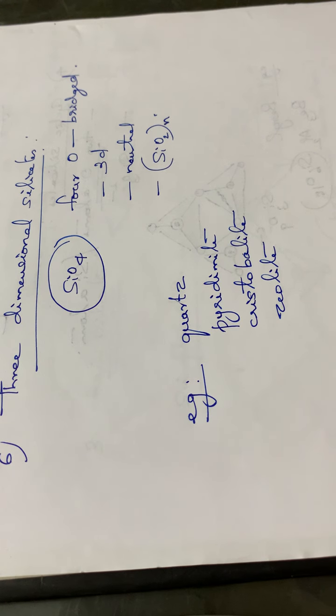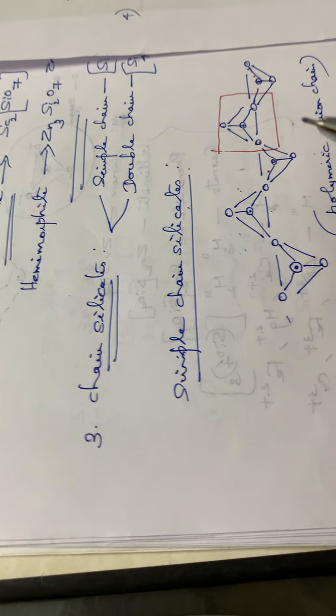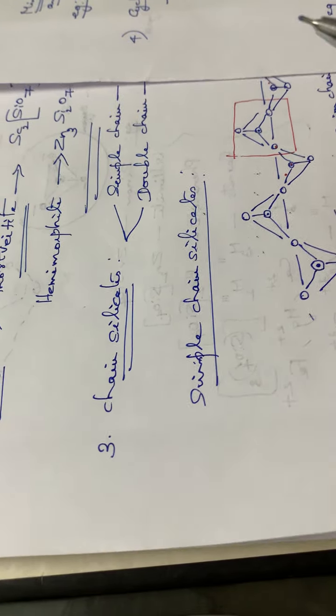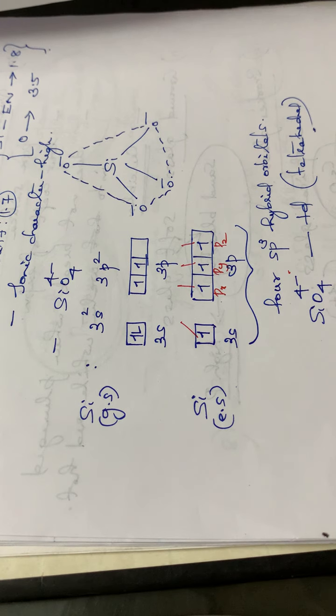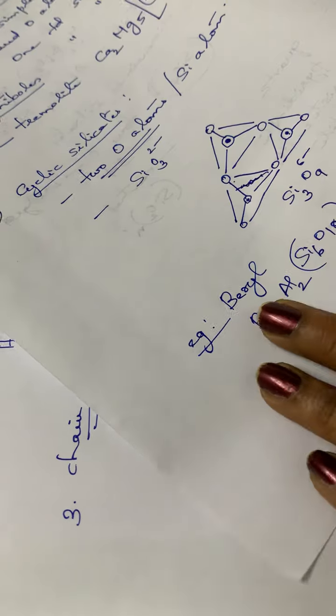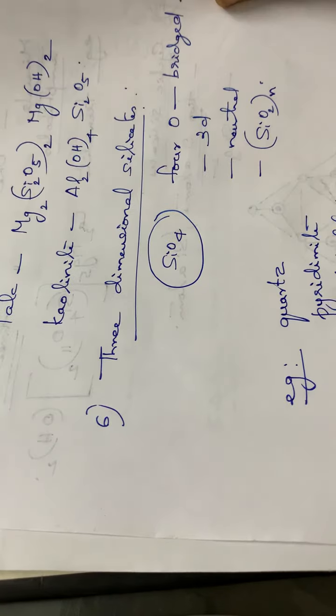So this is about the classification of silicates. We have got 6 types of silicates. The first one is ortho, the second one is pyro, the third one is chain silicate, then the fourth one is the cyclic silicate, the fifth one is sheet silicate, and the sixth one is three-dimensional silicates.